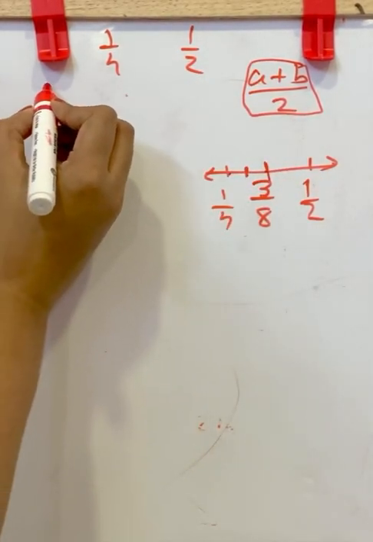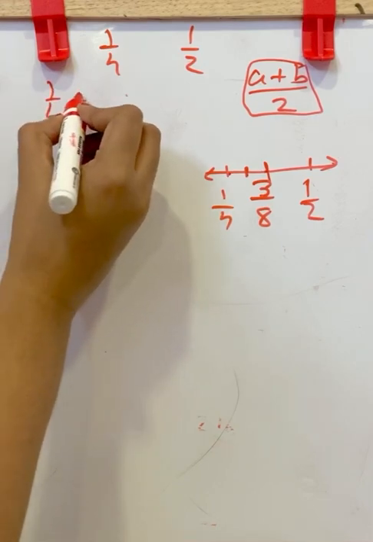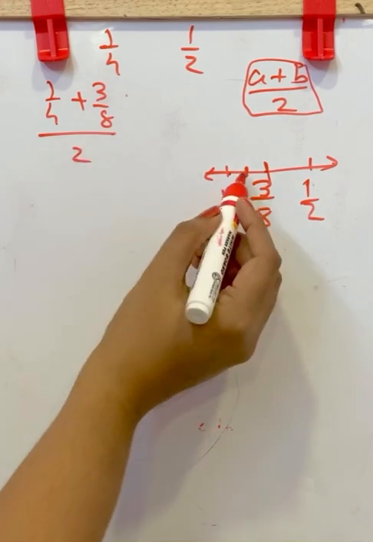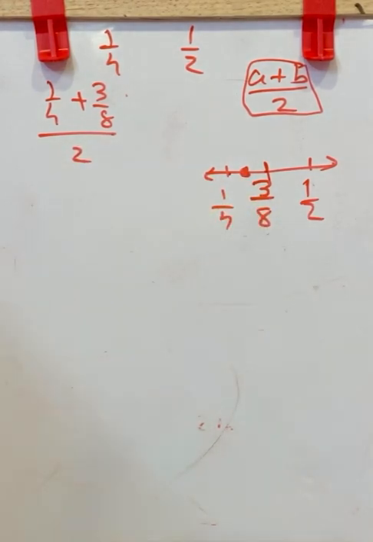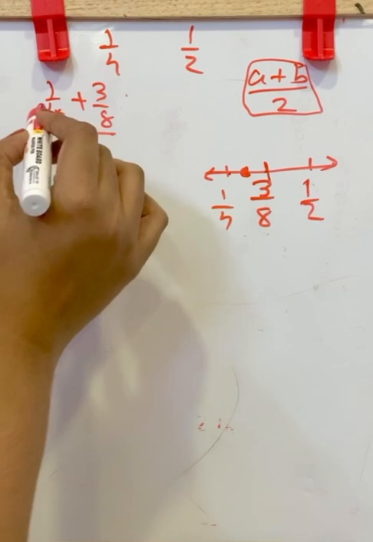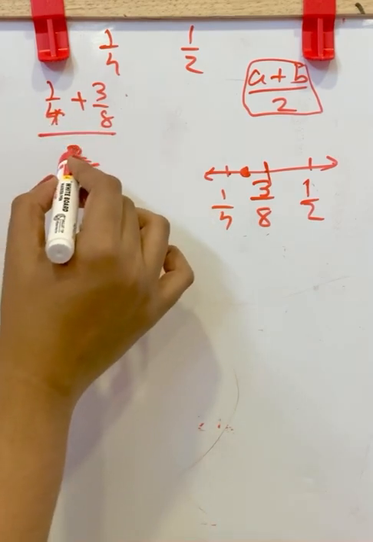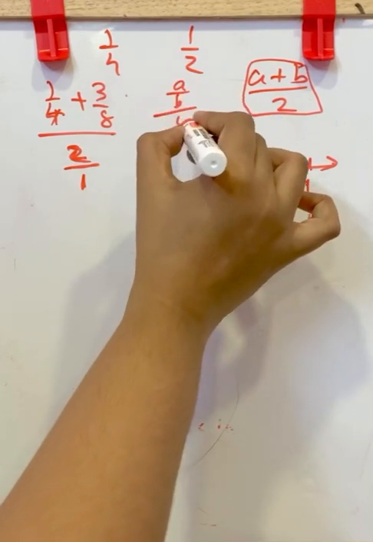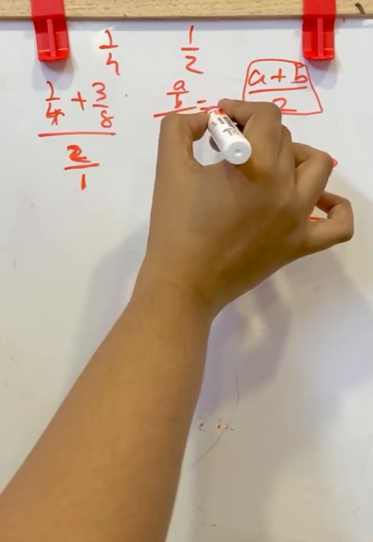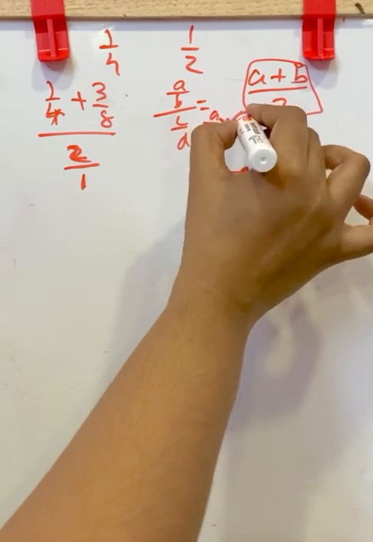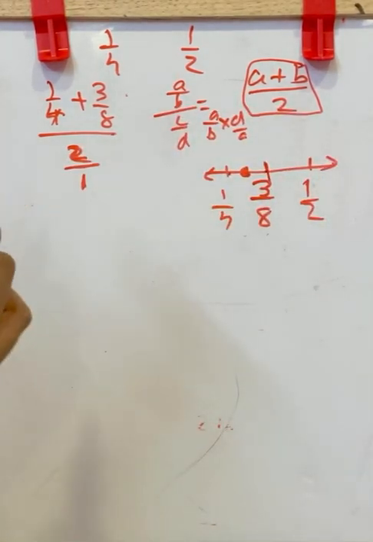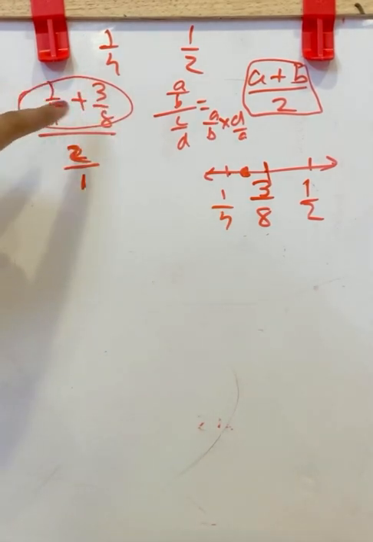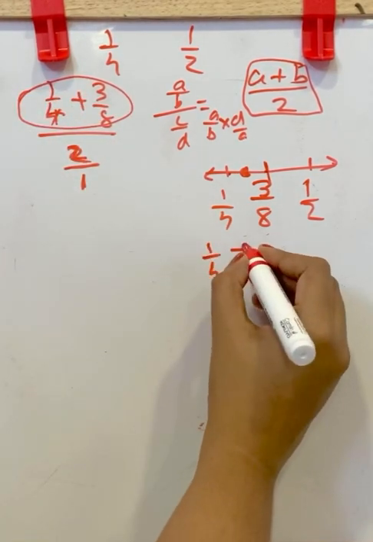That is, A will be 1 by 4 plus B will be 3 by 8, by 2. We are finding the value between this. So how will you find? First you have to make this 2 as 2 by 1. Then only you can substitute the (A by B) by (C by D) formula, which is equal to A by B into D by C. Now first we have to find the sum of these two fractions, that is 1 by 4 plus 3 by 8.